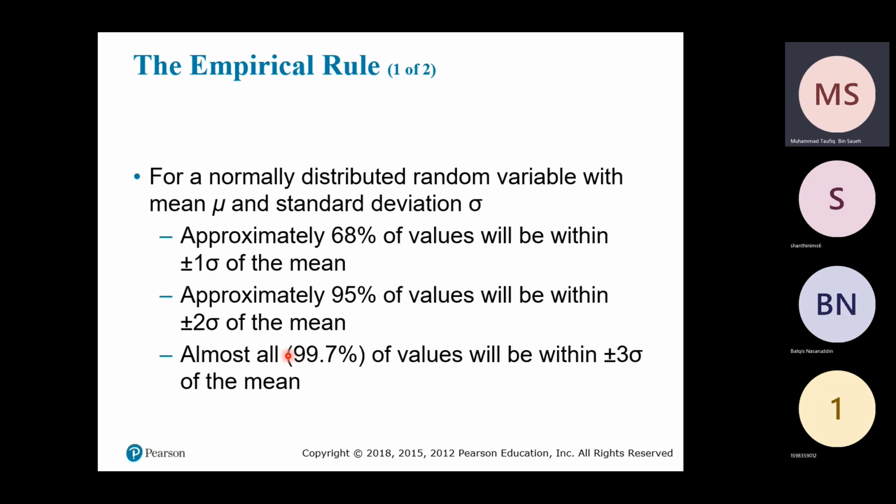When someone says that the data is normally distributed, you can say that almost 68% of the data is within one standard deviation of your mean value. Almost half of the data is within the range of your standard deviation. Then 95% of the data is within 2 times your standard deviation, and almost all the data, 99.7%, will be within 3 times your standard deviation range. So these are just a very basic rule of thumb.